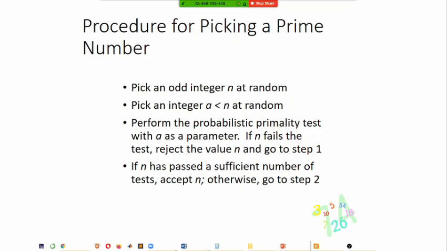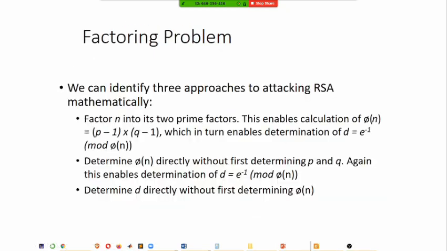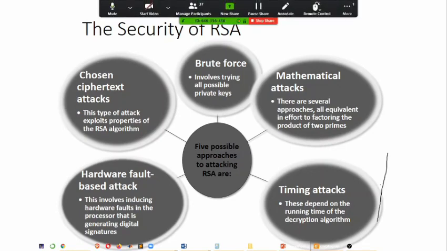Okay, so pick up some random number, perform primality tests, and make sure that they are prime numbers indeed, and then you go ahead with the algorithm. Now there are quite a few security aspects of the RSA algorithm. One of the most probable risks RSA has is brute force attack. So all possible private keys would be tried and tested one by one. So brute force is one issue which has to be countered in some way.